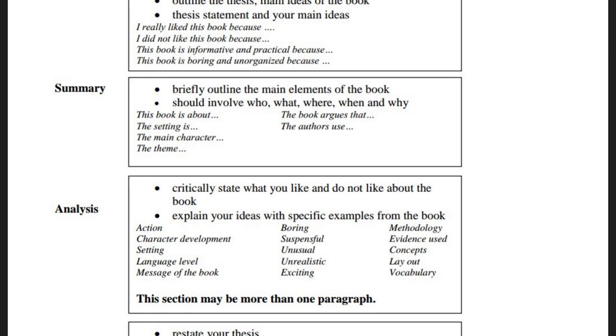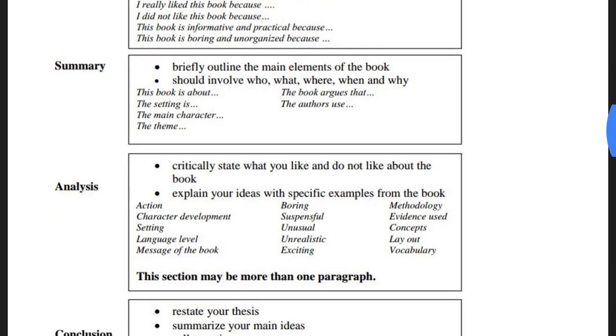So these are some of the ingredients of the summary. And the summary should also include the analysis or rather the description of the plot of the story. I'll come to the format soon after this. So now moving on to analysis.